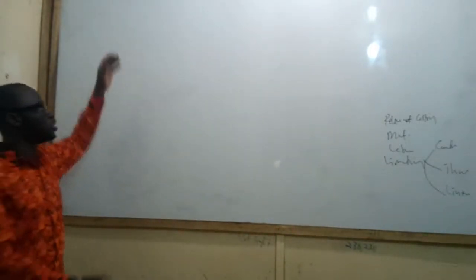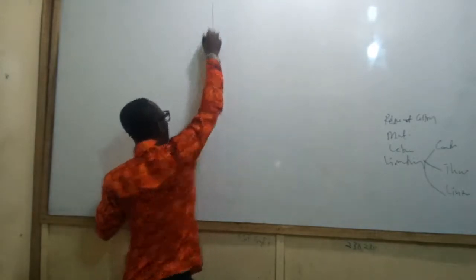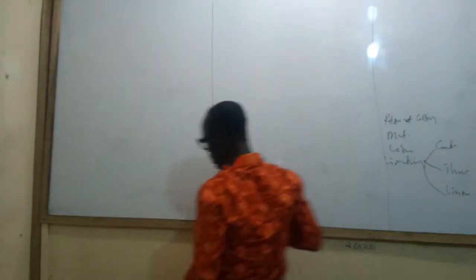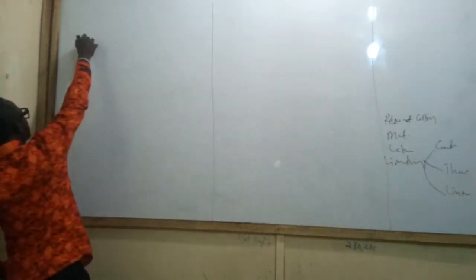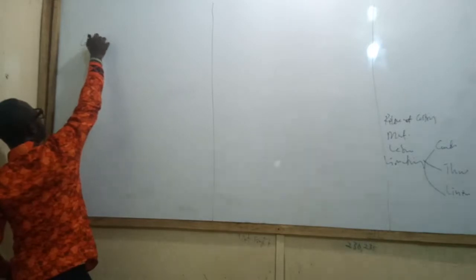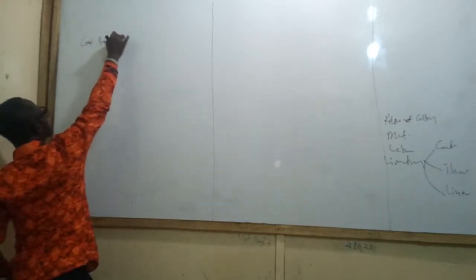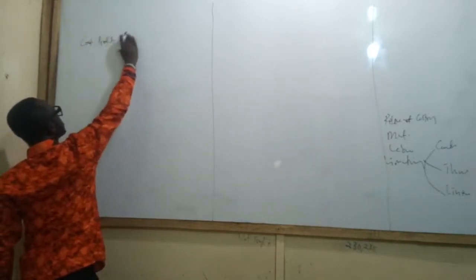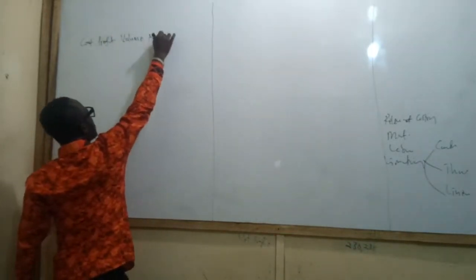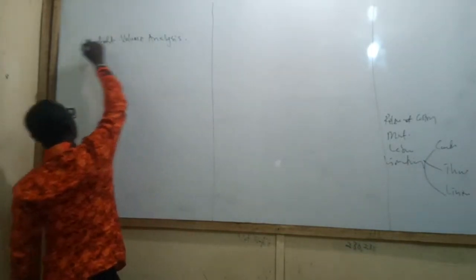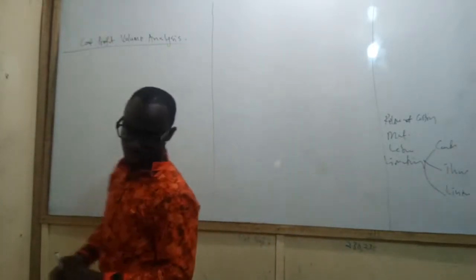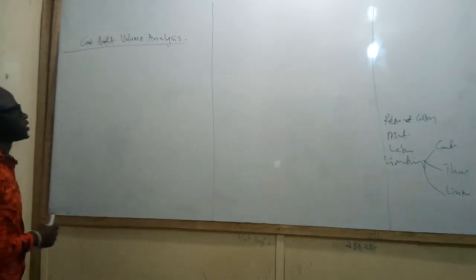So the next thing we want to look at, still under our short-term decision making, is cost volume analysis, or what we call cost profit volume analysis, or what we call break-even analysis. So we can call it cost volume analysis, break-even analysis. All of these are their names.